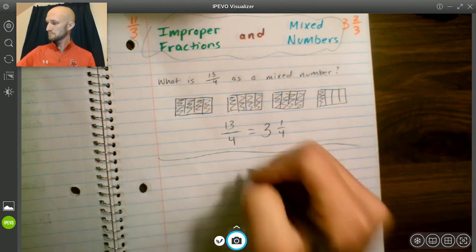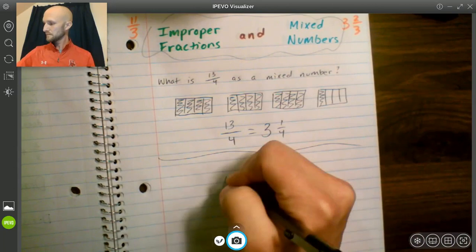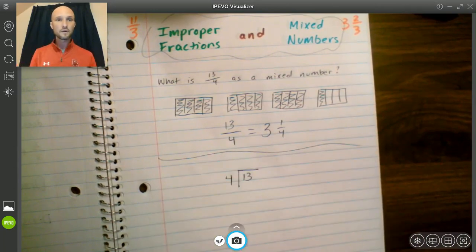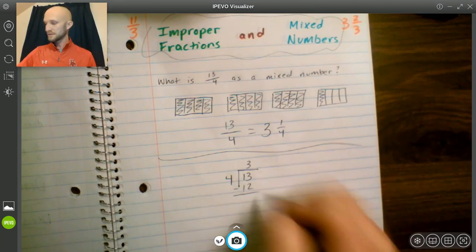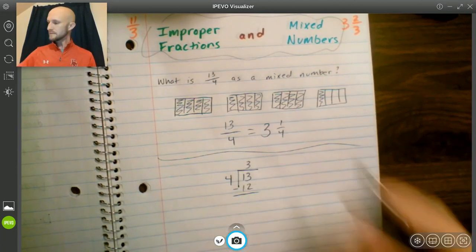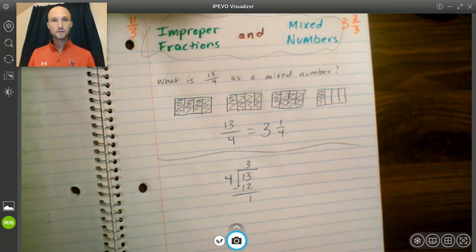Division, 13 divided by 4. How many sets of 4 can you make if you have 13? 4, 8, 12. I could do 3 sets of 4. So I'll subtract that 12, and I have a remainder of 1.